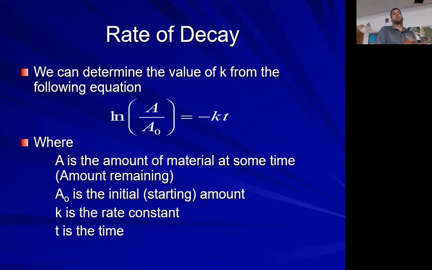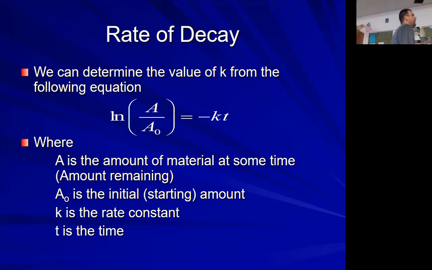It's the button on your calculator. It's the natural log. It should be right next to 7. Is it above 7? Does it say minus kt? No, negative kt. ln of A over A0 equals negative kt.